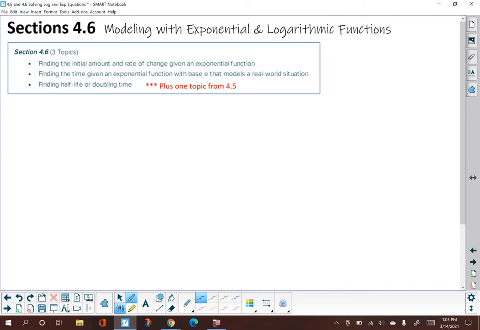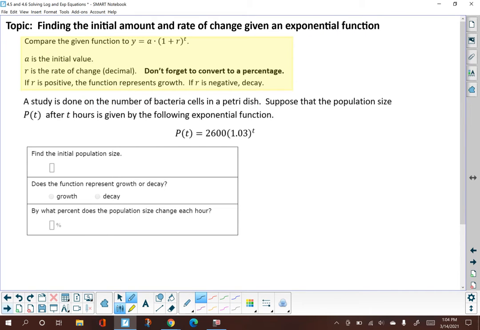We are modeling with exponential and logarithmic functions in this section. There's 3 topics, but I have one topic from 4.5 that I like to include in this, so 4 topics total. The first topic is finding the initial amount and rate of change given an exponential function.